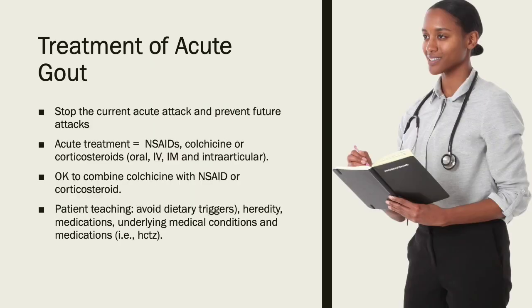The treatment of gout focuses on stopping the current attack, and you want to prevent future attacks. For this lecture, I will focus on the acute treatment of gout, which is NSAIDs, colchicine, or corticosteroids. It is okay to combine colchicine with an NSAID or a steroid. It is our responsibility to make sure that our patients are well educated about the potential triggers for gout. I do ask that you look those up. Other things to consider: is this patient taking a medication such as hydrochlorothiazide? That could be a potential trigger for gout.